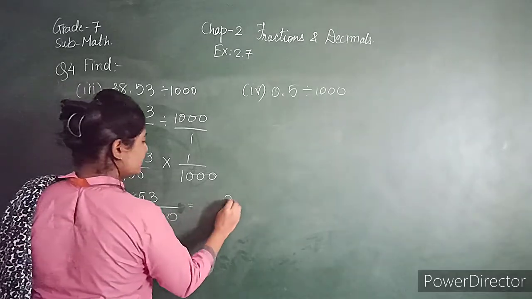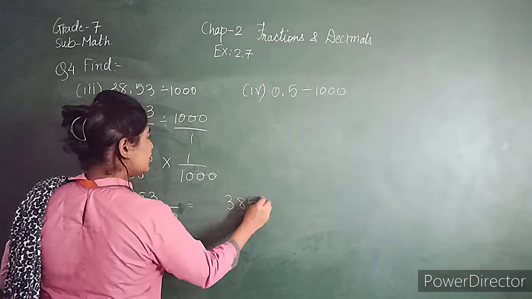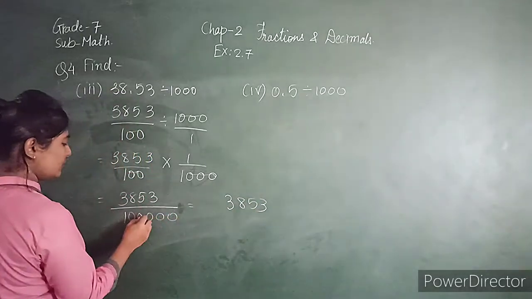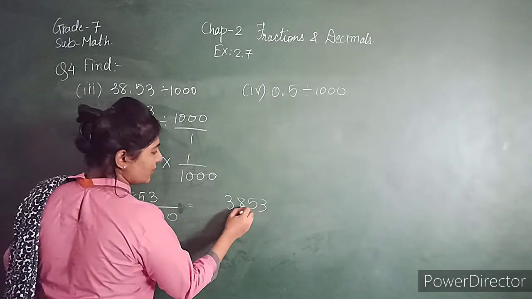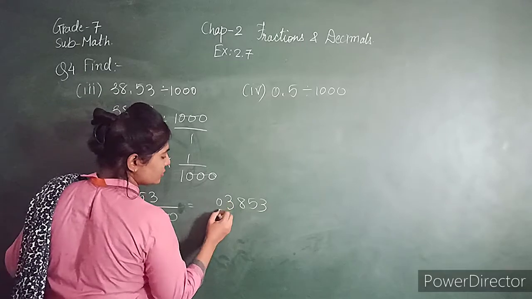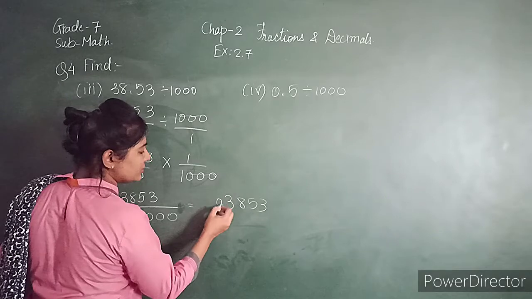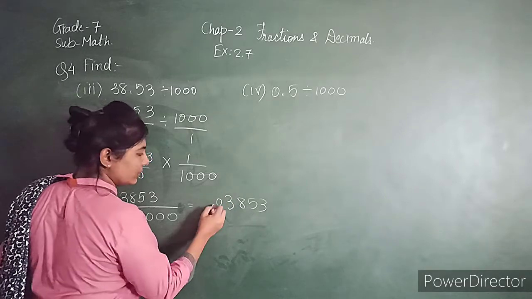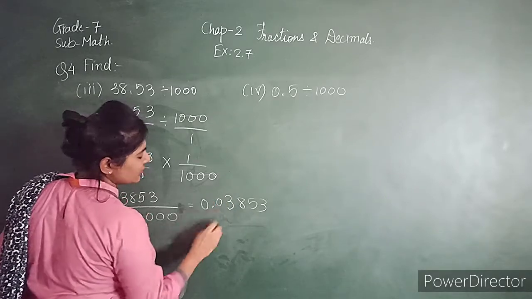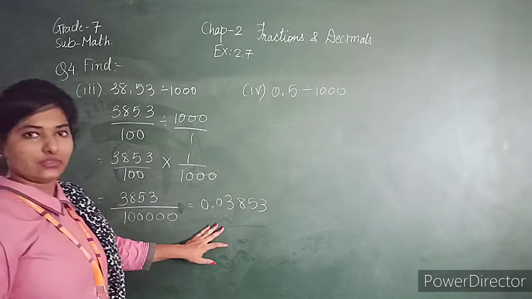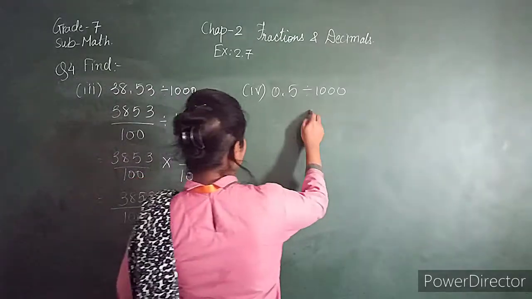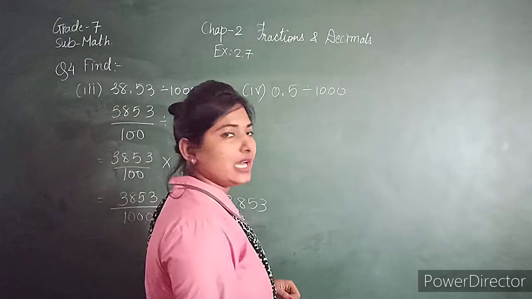So here 5 zeros are there: 1, 2, 3, 4, 5 zeros. So we have to put the point before 5 numbers. Here 4 digits are there, so to make it 5 digits, I have to write 0 here. Then the point. So it is 0.03853.